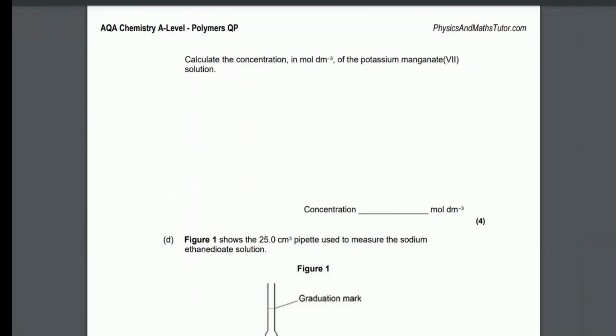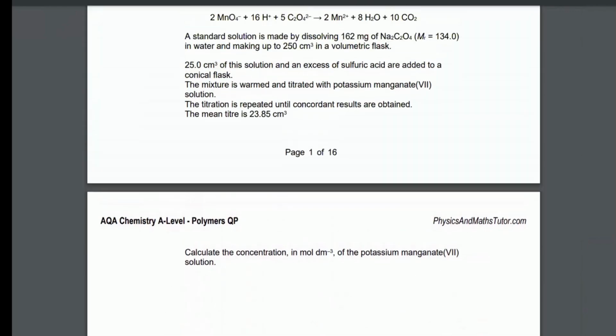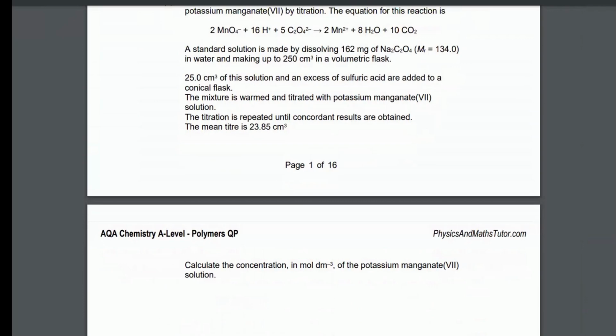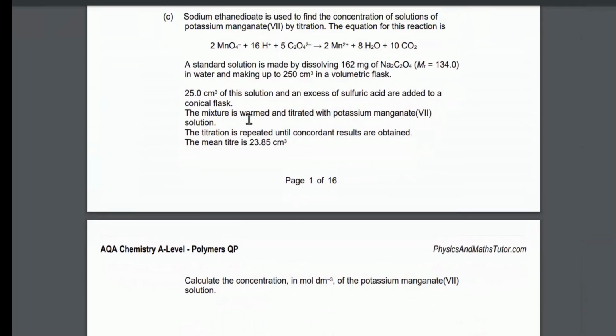Okay, part C. So let's zoom in on this because I can't really focus. Here we go. Sodium ethanedioate is used to find the concentration of solutions of potassium manganate(VII) by titration. The equation for this reaction is as follows. You can see it below. A standard solution is made up by dissolving 162 micrograms of sodium ethanedioate, Mr of 134, in water, and making up to 250 cm³ in a volumetric flask.